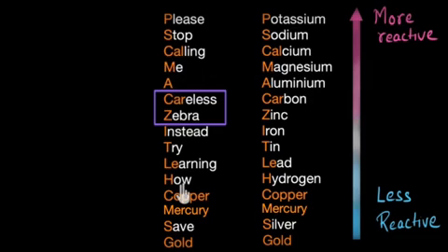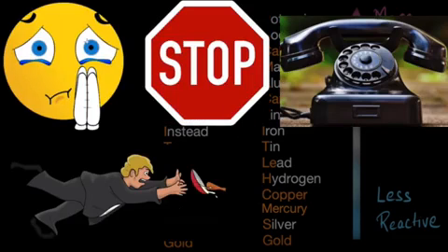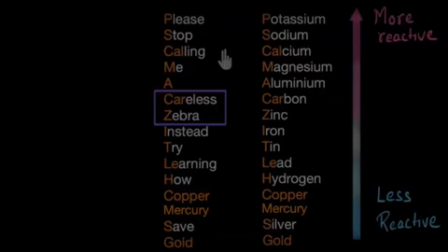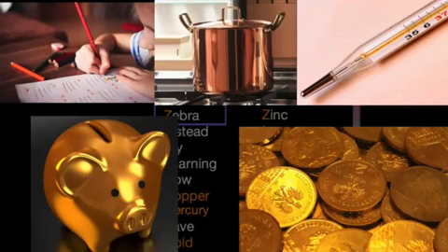So you can also use the same mnemonic to remember these metals. Let's recall this one more time. Please stop calling me a careless zebra. Instead, try learning how copper mercury save gold.